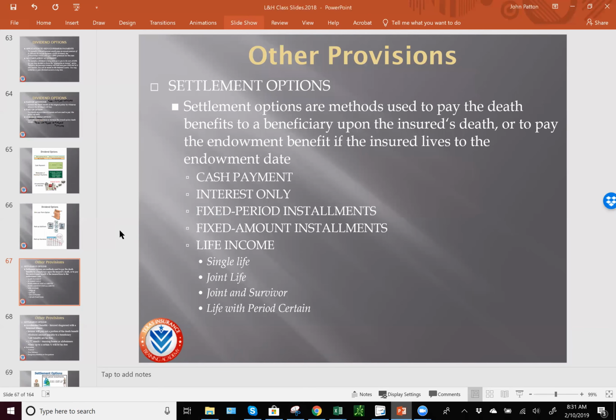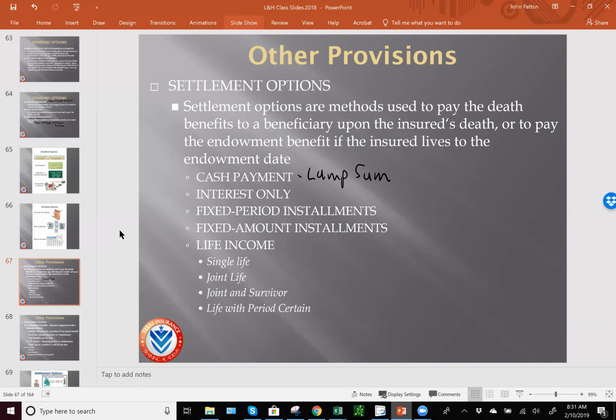Now, settlement options are all about the death benefit of a policy, how that death benefit could be settled or taken by a beneficiary. A settlement option could be chosen by the insured when they take the policy out, but if they don't choose one, then the beneficiary can choose which one they want. And these are very similar to our annuity options that we talked about a few chapters ago as far as the payout. This first one, though, is a cash payment. That is a lump sum payment to a beneficiary.